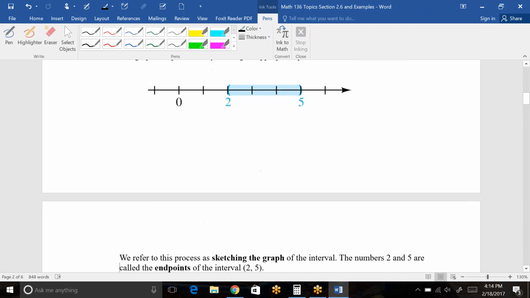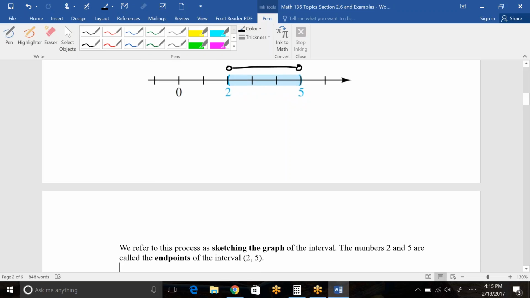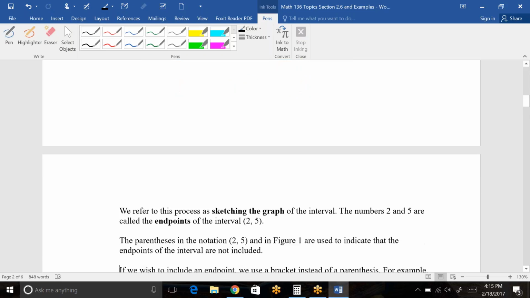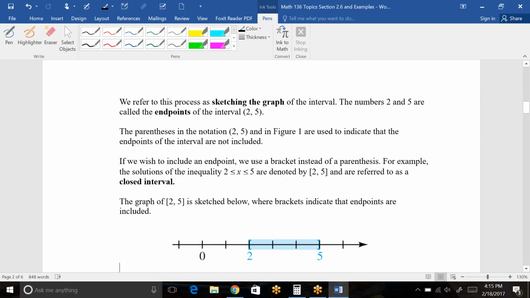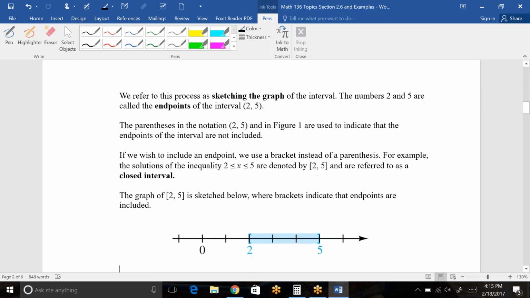So this is the graph of 2 to 5 with open intervals. You see a parenthesis and a parenthesis. A lot of times you might have remembered this from 023, possibly with an open circle, and then shade in the middle. There's nothing wrong with that. The reason we do the parentheses is so that it translates to interval notation a little bit better. If you draw out the number line and you sketch and shade what is considered to be the solutions, that's called sketching the graph of the interval. And remember, 2 and 5 we said are the endpoints.